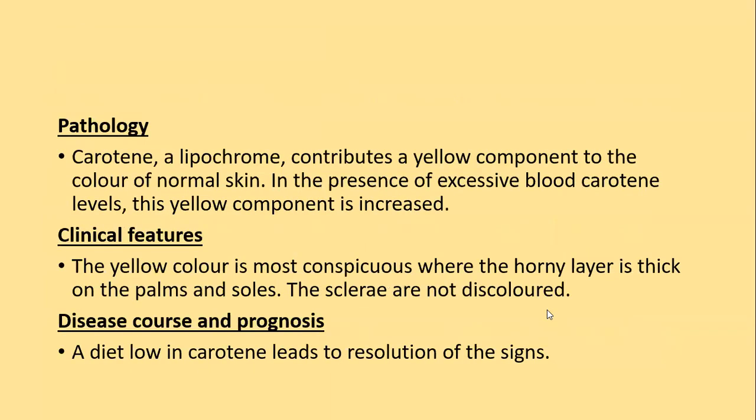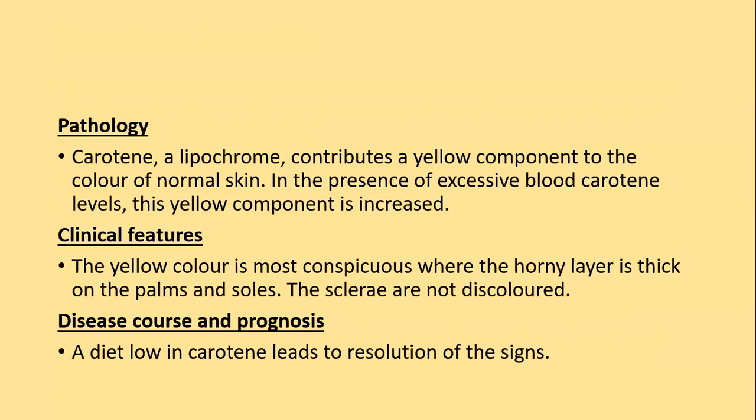carotenemias. Pathology: the carotene is a lipochrome that contributes yellow component to the normal color of the skin. In presence of excessive blood carotene, the yellow component is increased. So clinically, it will give a yellow color that is most conspicuous where the horny layer is thick, that is on palm and soles. Scleras are not discolored as we see in jaundice.